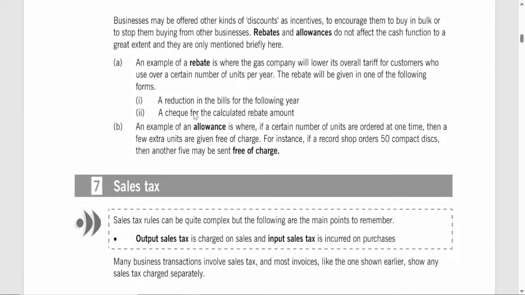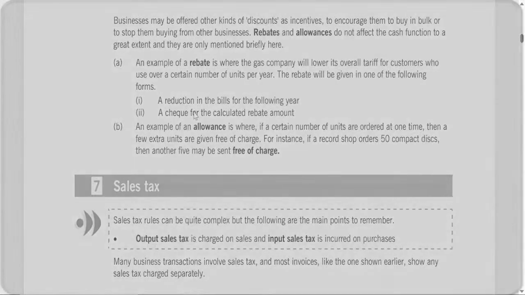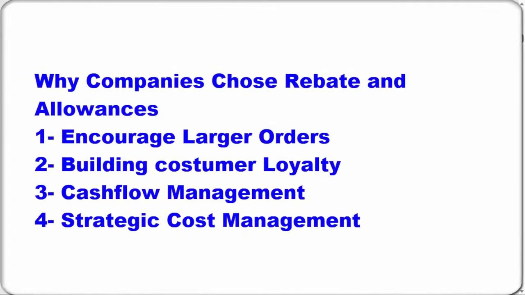Why rebates and allowances are used. Both rebates and allowances are commonly used marketing tools that offer indirect price incentives. Here's why companies might prefer these over traditional price reductions. 1. Encouraging larger orders. By offering an allowance, businesses incentivize customers to order in bulk. This can help companies achieve higher sales volumes and improve inventory turnover.